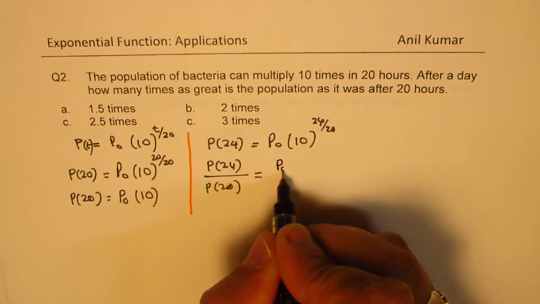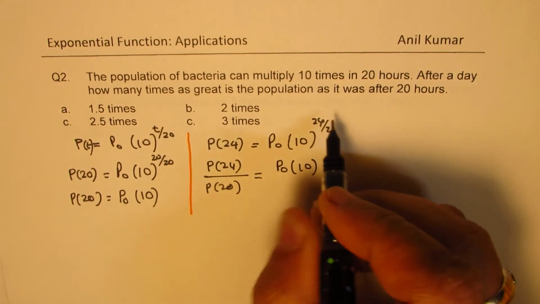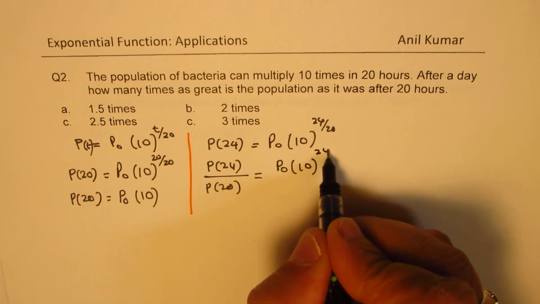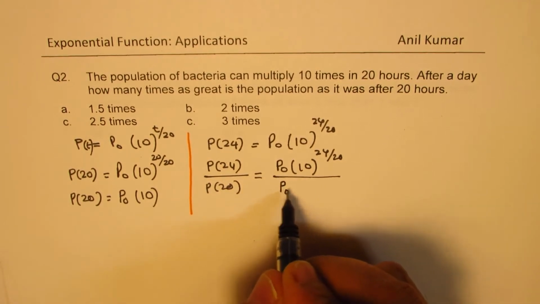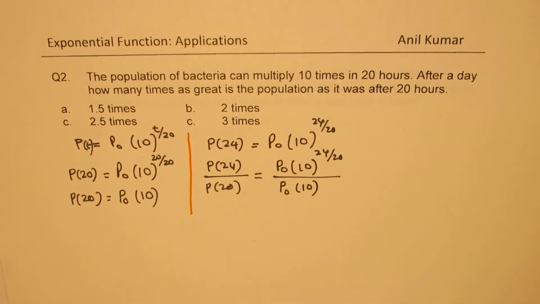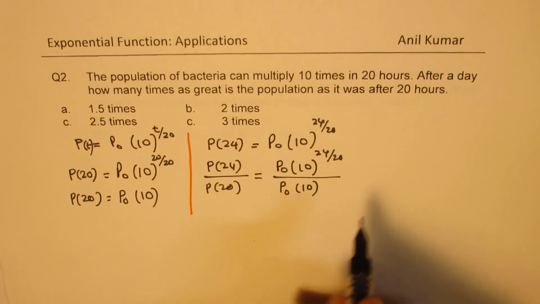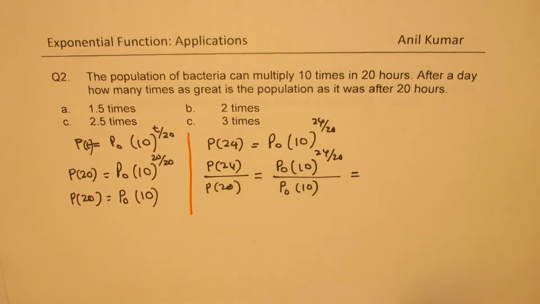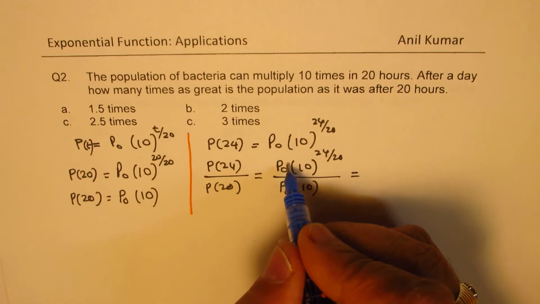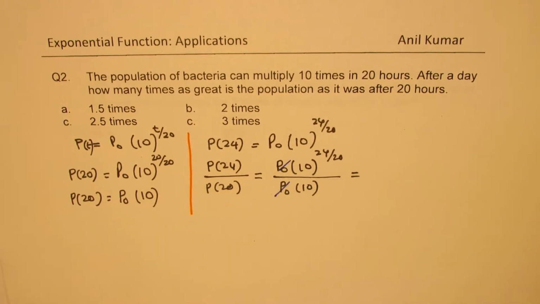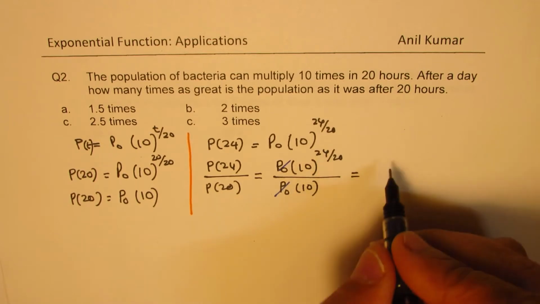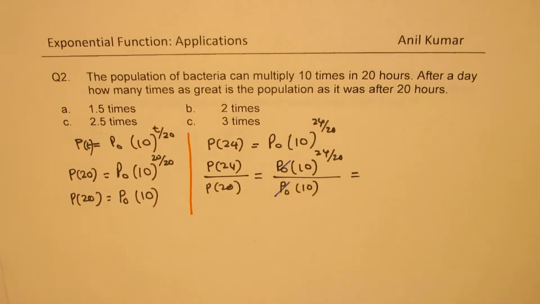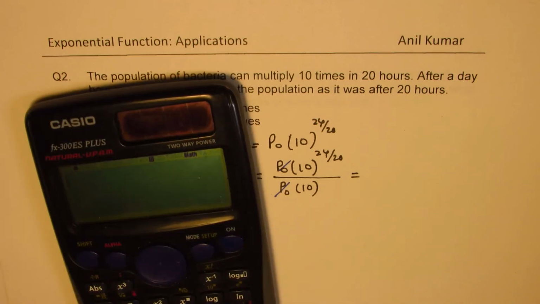So you can write this as P0, 10 to the power of 24 over 20. And here it becomes P0, 10 to the power of 1, which is 10, correct? So that is their ratio. So this is what we need to calculate. Initial populations cancel, right? So we have 10 to the power of 24 over 20, which we can use a calculator to calculate, right?